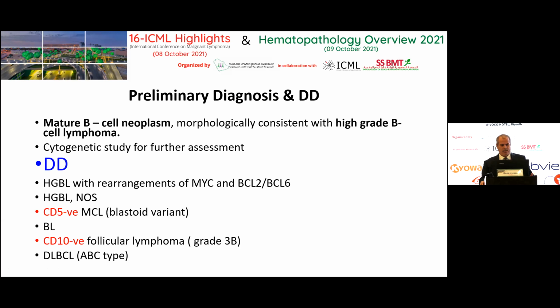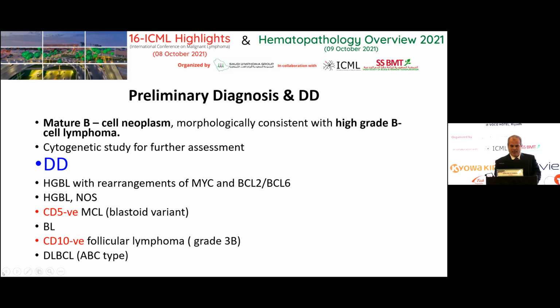How to report this case? Now we have bone marrow involved by a mature B cell neoplasm. Morphologically, we reported it like that. It is morphologically consistent with high-grade B cell lymphoma. But as we know, high-grade B cell lymphoma needs to be subtyped, and we need to confirm. We need cytogenetics, of course, for this type of lymphoma for proper classification and proper subtyping.